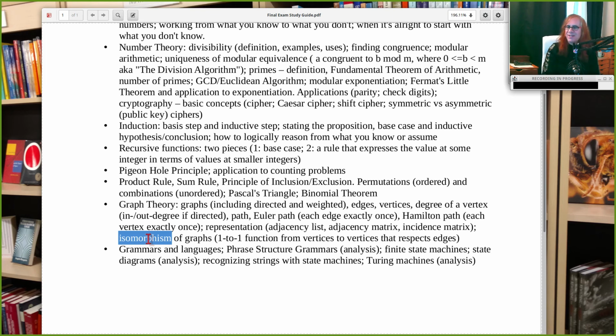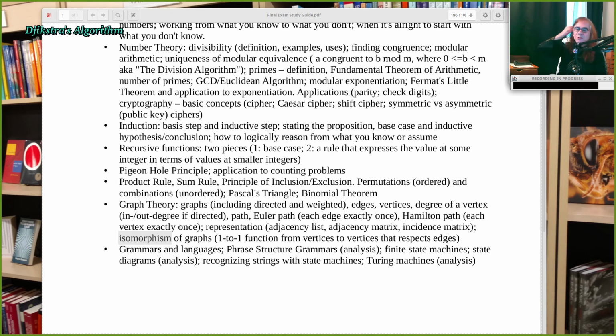And so if 2 graphs are isomorphic, you can find a one-to-one mapping between the vertices of one and the vertices of another. Dijkstra's algorithm should be on here. It didn't make it on here. But you will almost certainly see a Dijkstra's algorithm question. So make sure you're up on Dijkstra's algorithm.